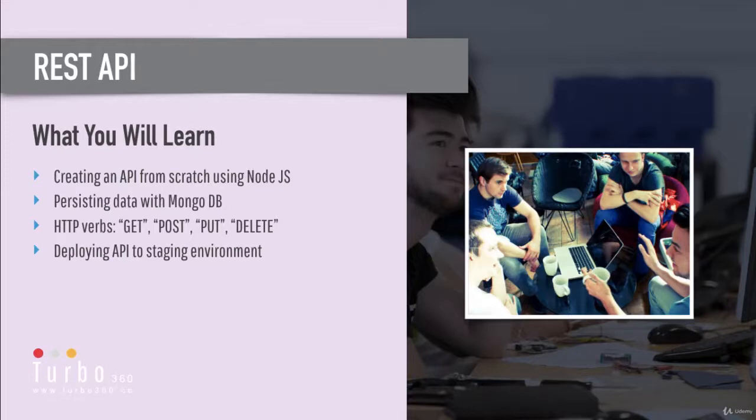Put is update. Finally, we're going to deploy our API to a staging environment on Turbo360 so that we can test it in a live situation. And it's going to be deployed live on the internet so we can make sure everything works both locally and on the actual internet.